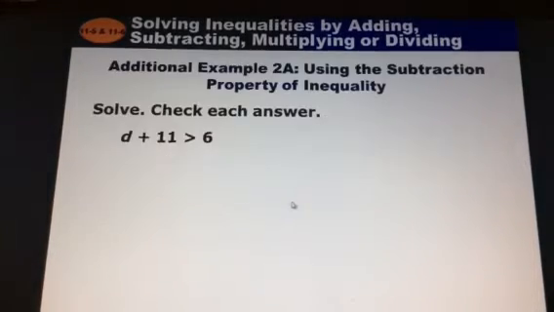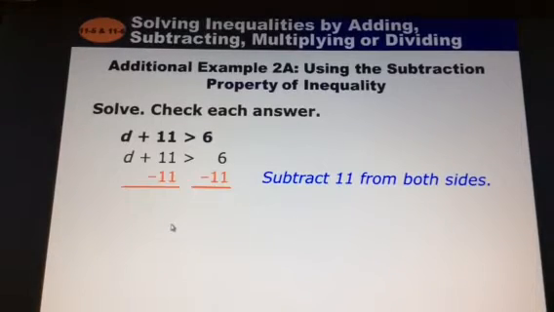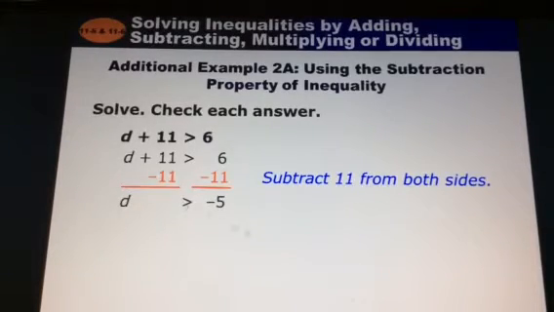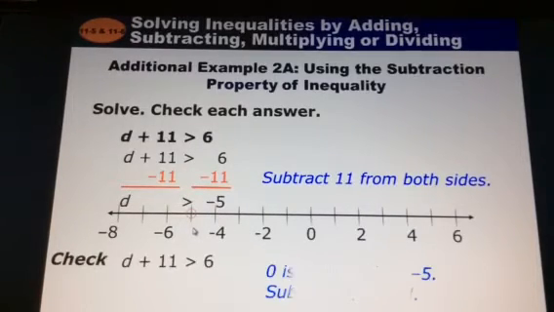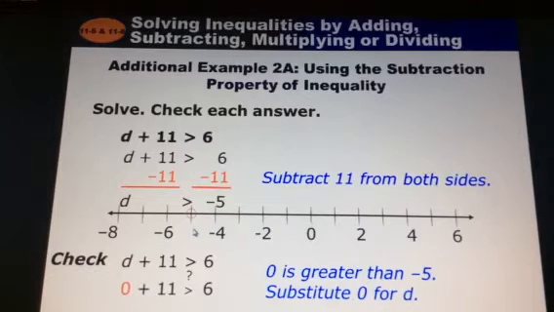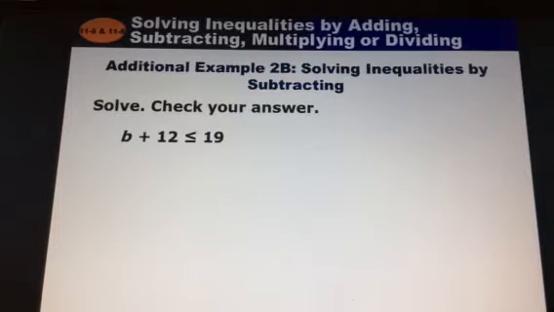And again, substitution, which is what I just did. Okay, so here we want to get D alone. We have 11 added to it, so we're going to subtract 11 from both sides. We do that, we get D is greater than negative 5. So we put an open circle on negative 5 and shade everything greater to the right. And I accidentally checked it before I shaded there. So pick 0. You can pick any number that would work. Of course, negative 5 won't work because it's an open circle, but I just picked something easy, like 0. Plug it in there. 0 plus 11 is 11, it's greater than 6.